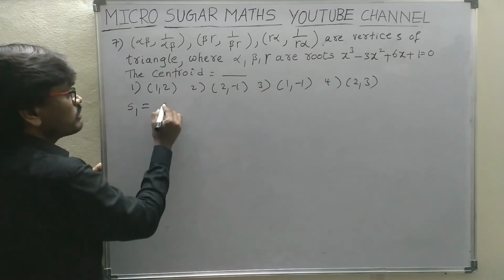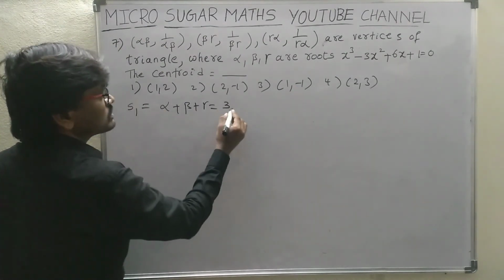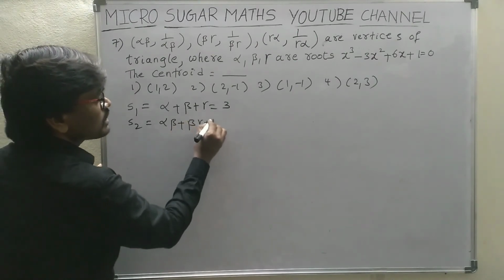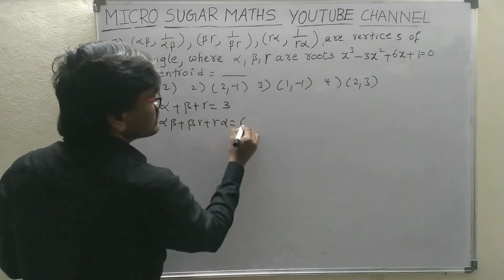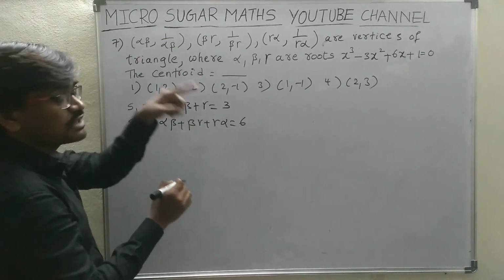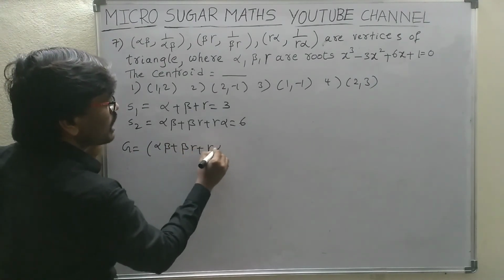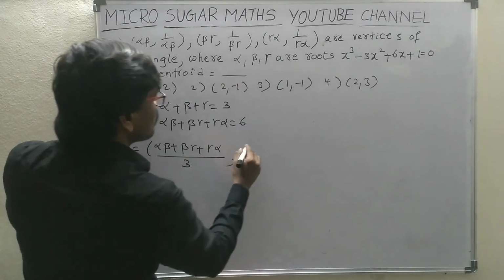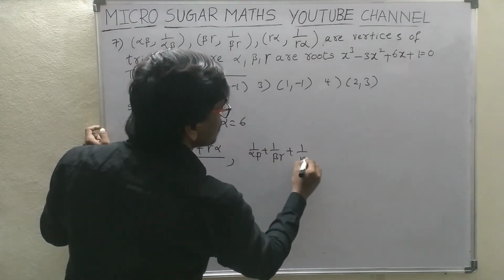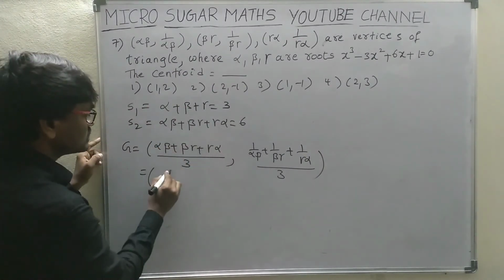S1 means the sum of the roots, alpha plus beta plus gamma, is equal to 3. Next one students, find out S2. S2 means alpha beta plus beta gamma plus gamma alpha. It is equal to 6. Now students, what is your centroid? G is equal to, using the centroid formula, alpha beta plus beta gamma plus gamma alpha by 3, and next, 1 by alpha beta plus 1 by beta gamma plus 1 by gamma alpha by 3. Students, write down this value, which is 6 by 3.